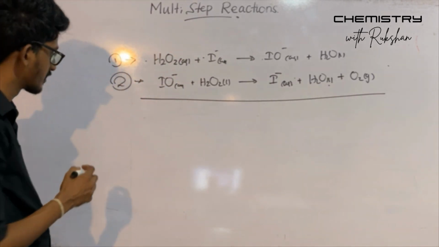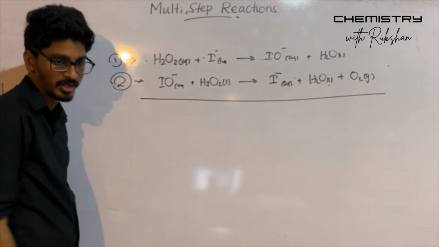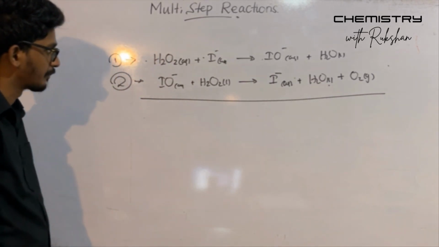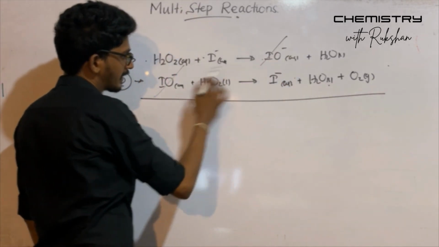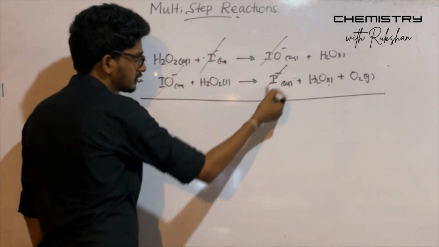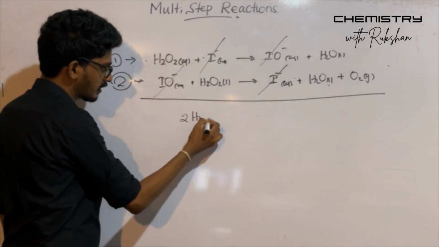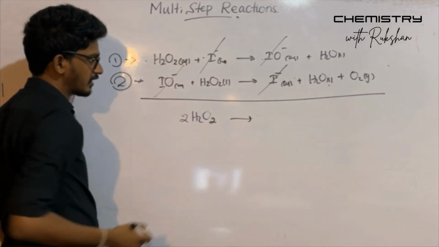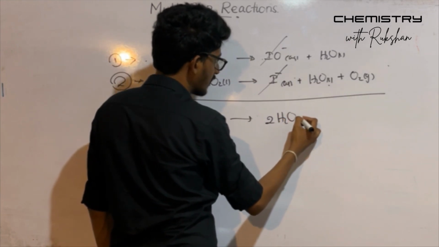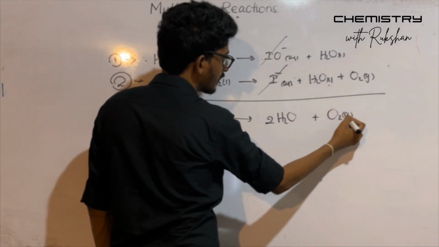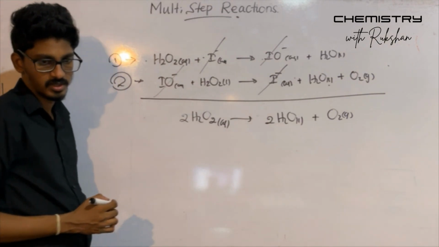To come up with the multi-step reaction, what do we do? Just the addition of these two will give you the multi-step reaction. So if you add these two, these two we cancel out, right and left, and these two we cancel out. What will remain is 2 of H2O at the left hand side, and you get 2 of H2O and 1 O2 at the right hand side. So that is the overall reaction.